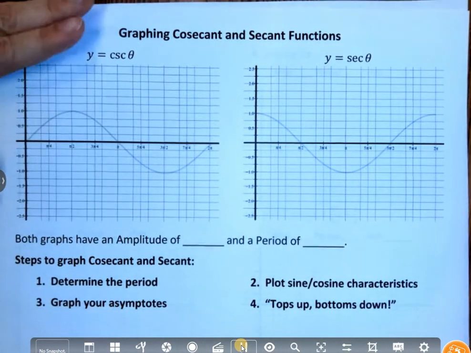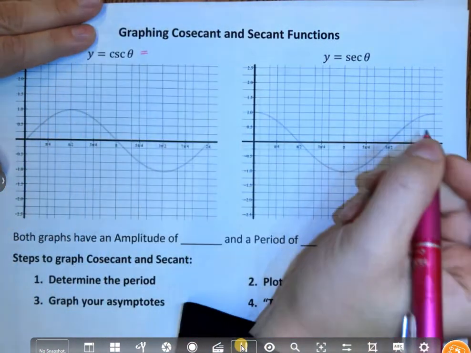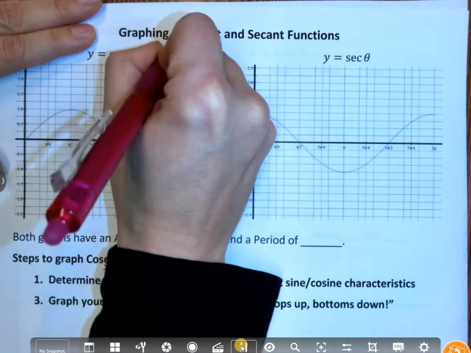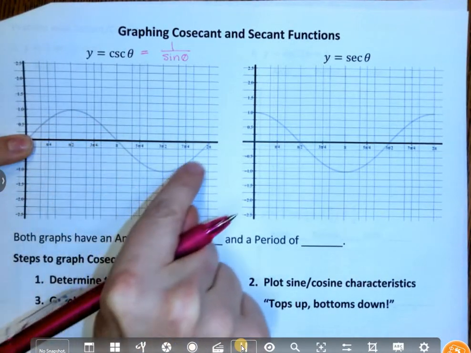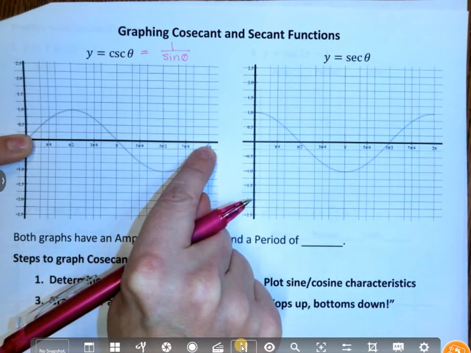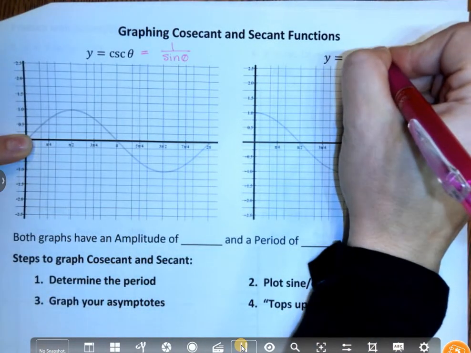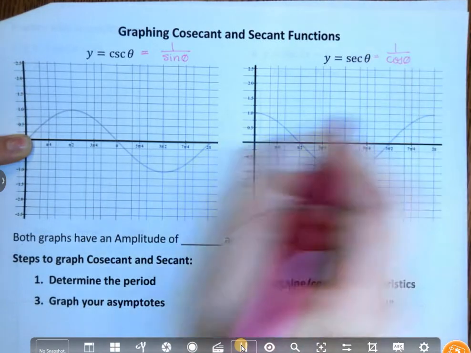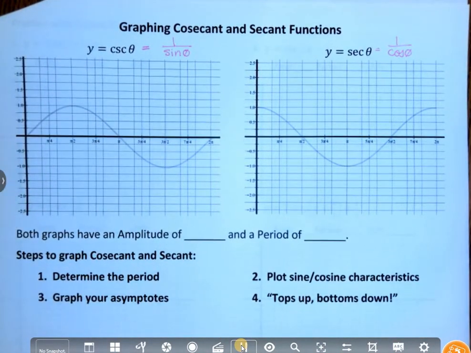All that is, cosecant is what? Pairs up with what? Sine. So this is 1 over the sine of theta. So what I've got here is I just have the parent graph for sine plugged in there. And since secant is what? 1 over cosine. I have the cosine graph plugged in there. So if you can't see it on yours, go ahead and put it in.